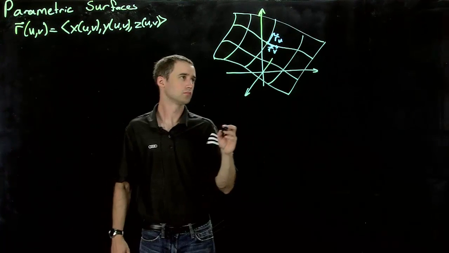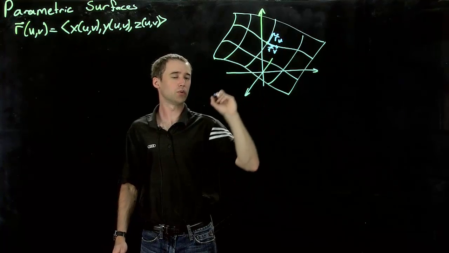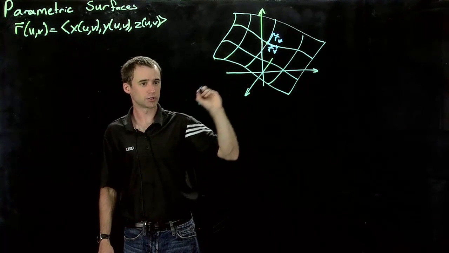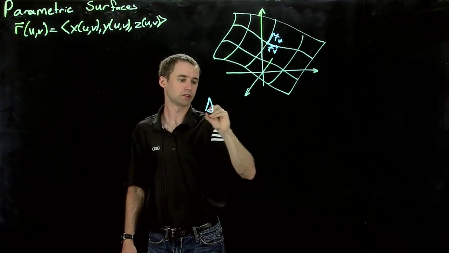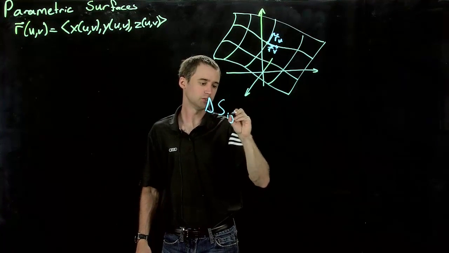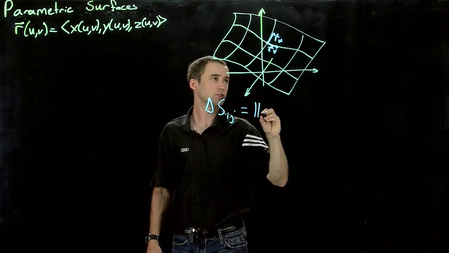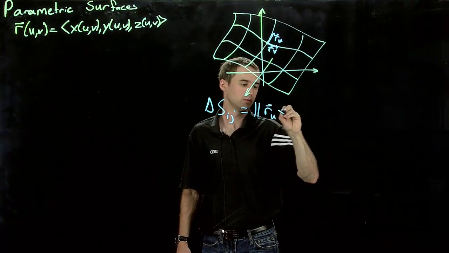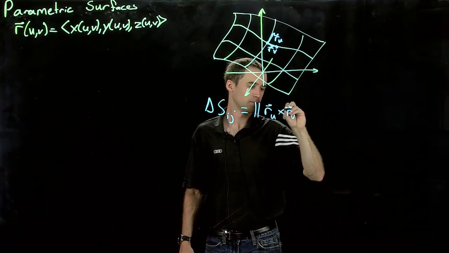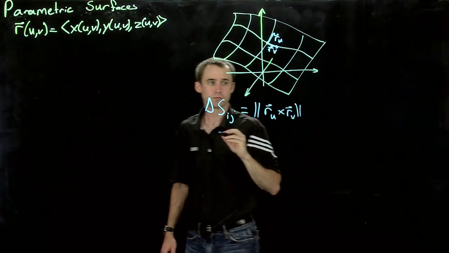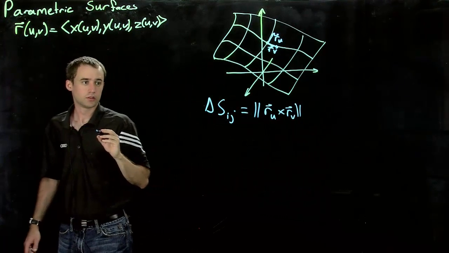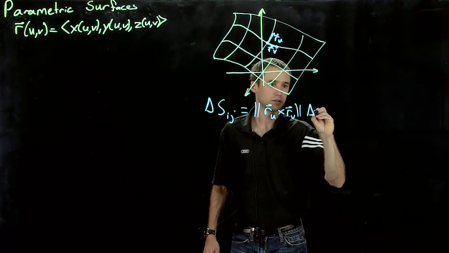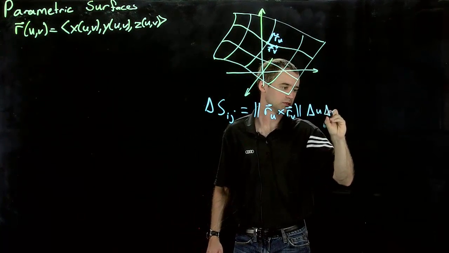So suppose we index that point to be the ith point on our surface. Then delta Sij is the magnitude of the cross product of these guys, Ru cross Rv, times the delta u delta v.